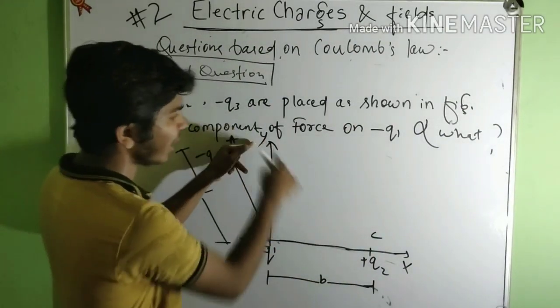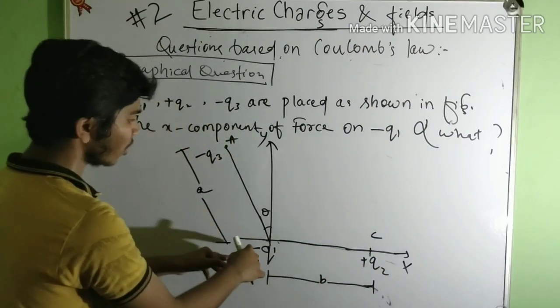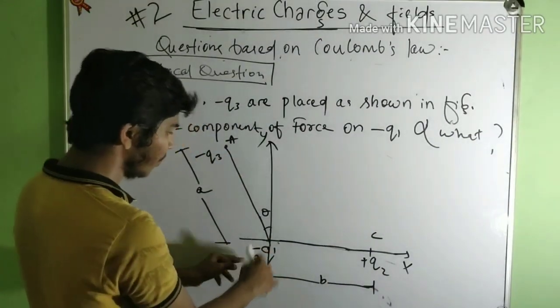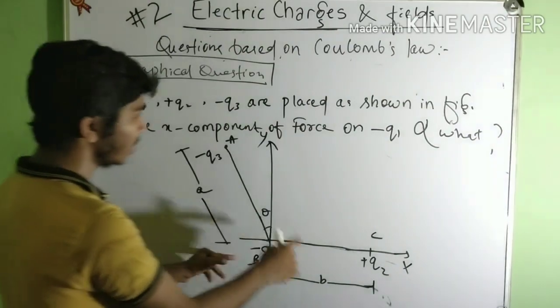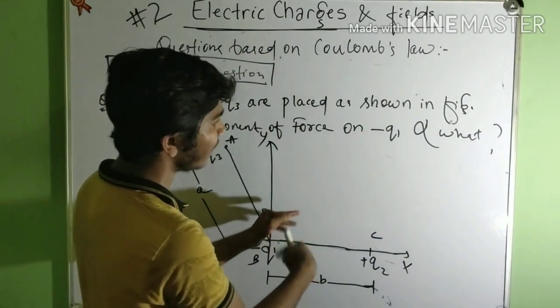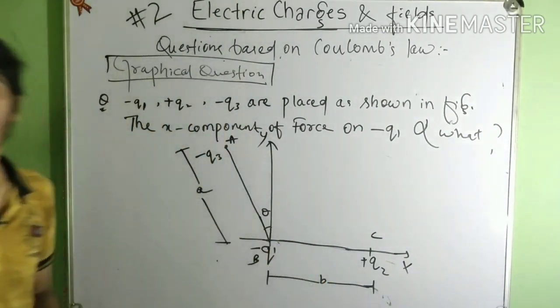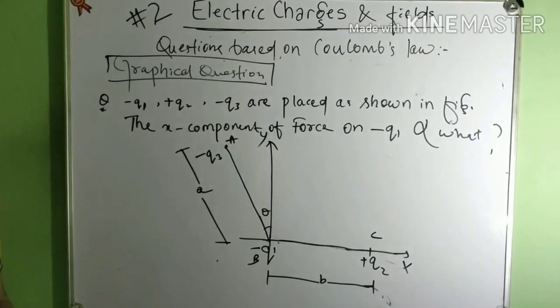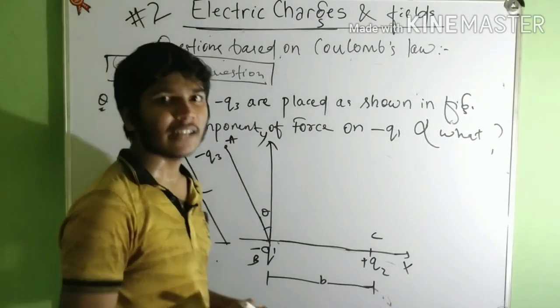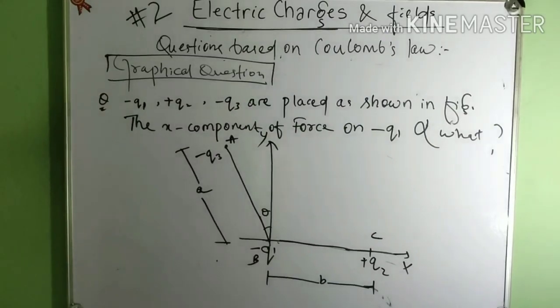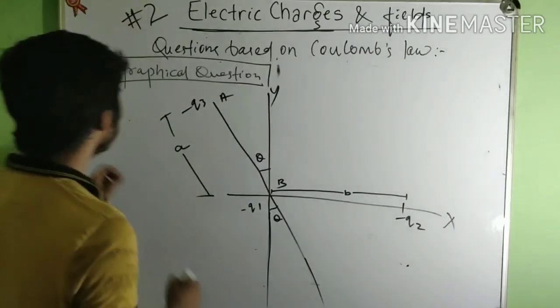This is the y axis, this is the x axis. The force on q1 means force on B due to A and due to C. What is the x component and it is directly proportional to whom? Option. Please note down the question and try yourself. So we'll do the answer.